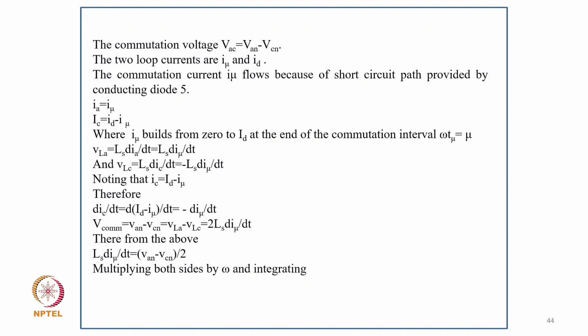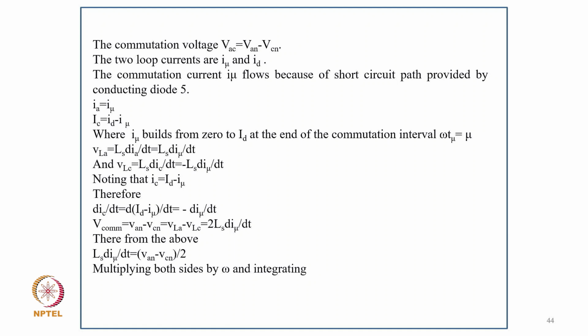IA equal to I mu and IC equal to ID minus I mu, where I mu splits from 0 to ID at the end of the commutation interval omega t equal to mu. So then VLA equal to LS di_A upon dt equal to LS di_mu upon dt, and VLC equal to LS di_C upon dt equal to minus LS di_mu upon dt. Now noting that IC equal to ID minus I mu, therefore di_C upon dt equal to d in bracket ID minus I mu divided by dt equal to minus di_mu upon dt.